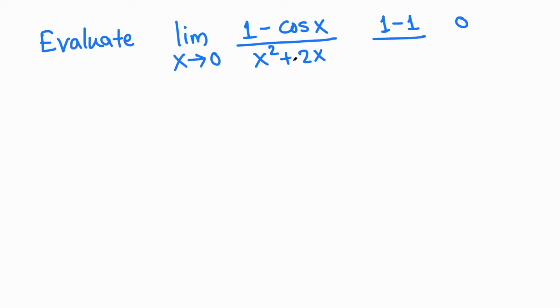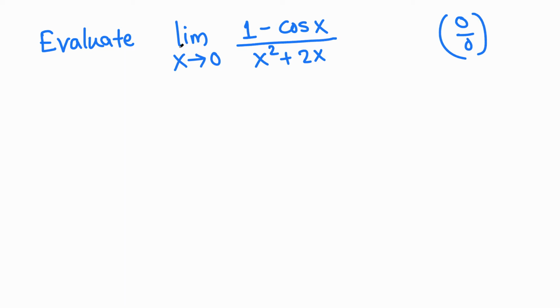On the bottom, 0 squared is 0 plus 2 times 0, just 0. So 0 on the bottom. So we get 0 over 0. That means if we graph this function, there is a hole at x equals 0. That means the limit still exists.